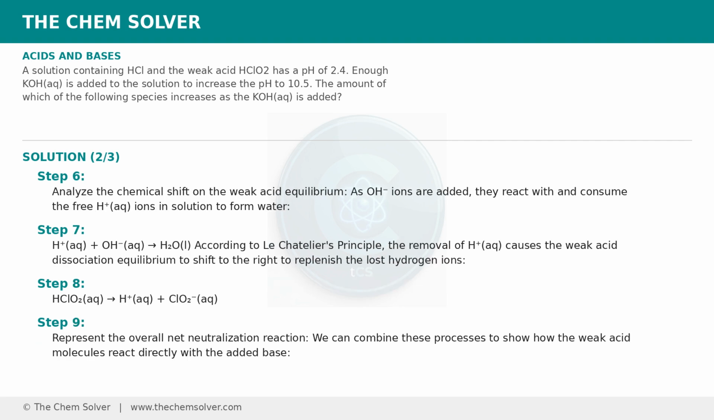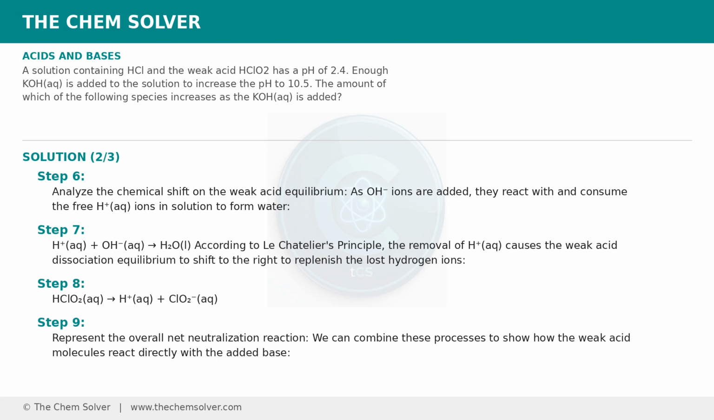Analyze the chemical shift on the weak acid equilibrium. As OH⁻ ions are added, they react with and consume the free H⁺ ions in solution to form water. H⁺ plus OH⁻ gives H2O. According to Le Chatelier's principle, the removal of H⁺ causes the weak acid dissociation equilibrium to shift to the right to replenish the lost hydrogen ions. HClO2 gives H⁺ plus ClO2⁻, representing the overall net neutralization reaction.